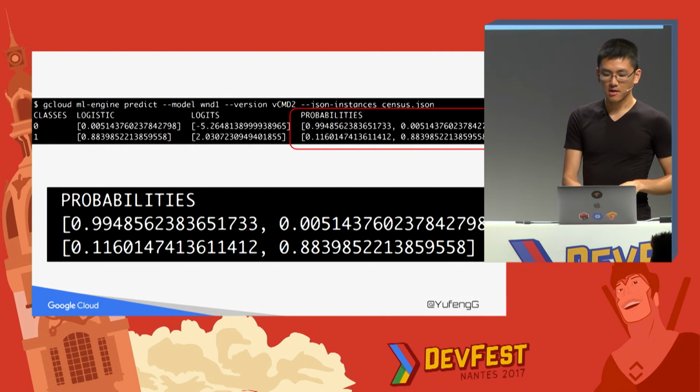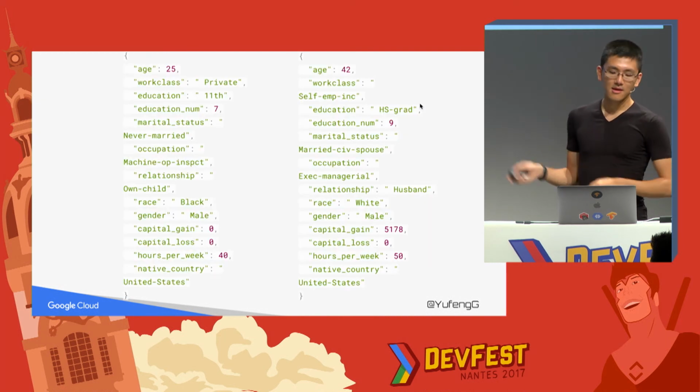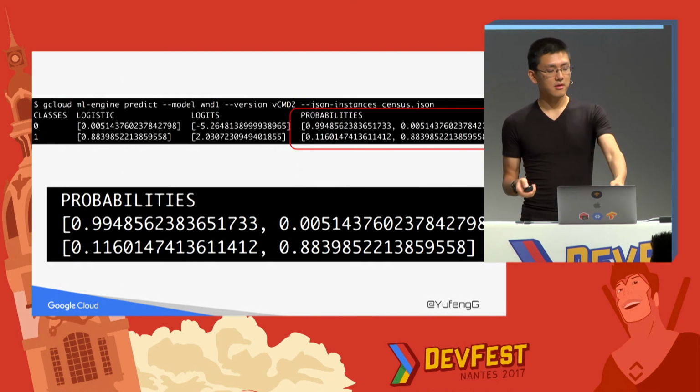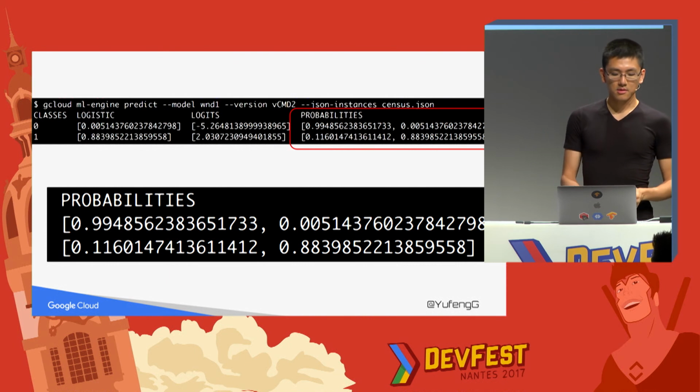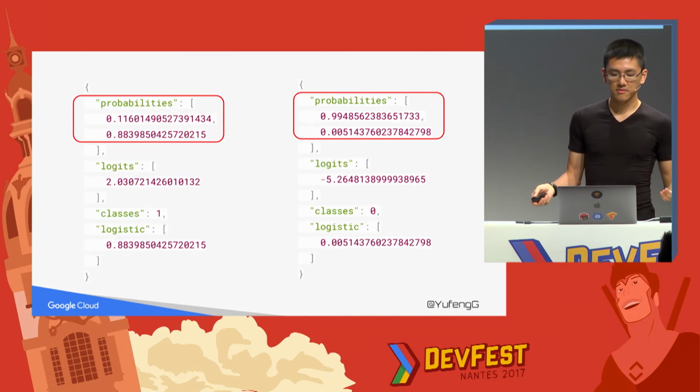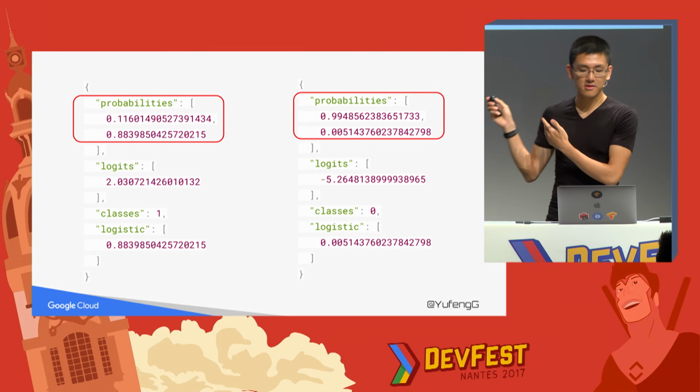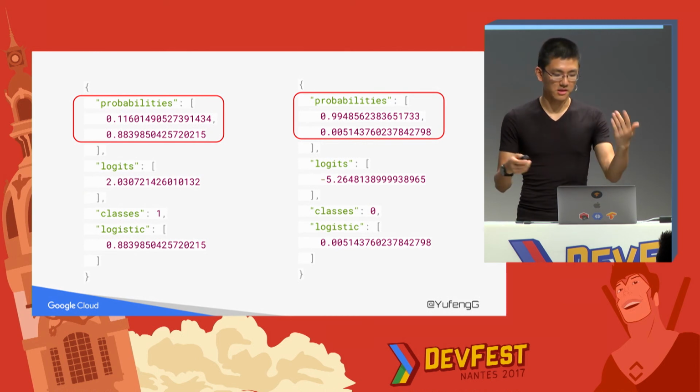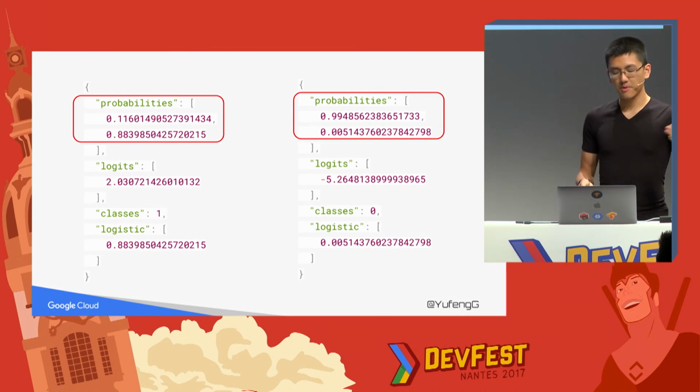You'll notice that here I pass in --json-instances. So census.json literally just contains that. And then it comes back with the classes and the probabilities. So that's prediction. So that's the response. When you do it in batch mode, you just get a file with these values in it, or over the API, rather.